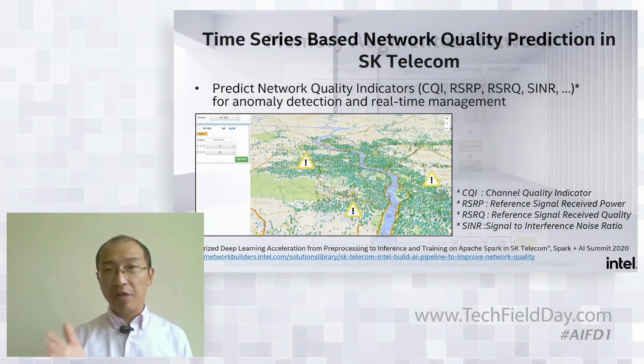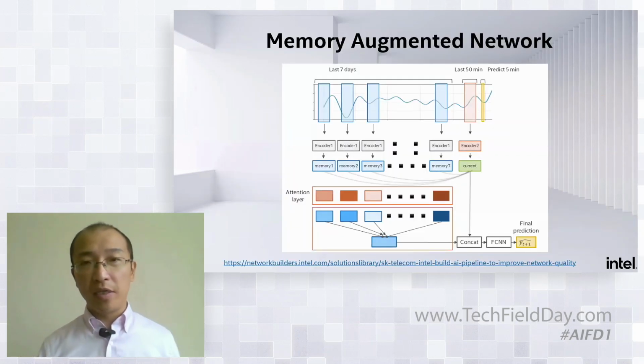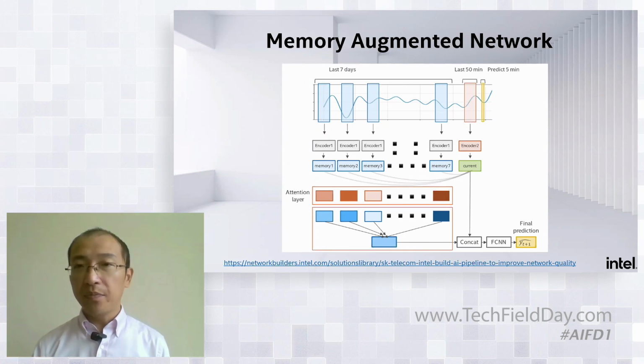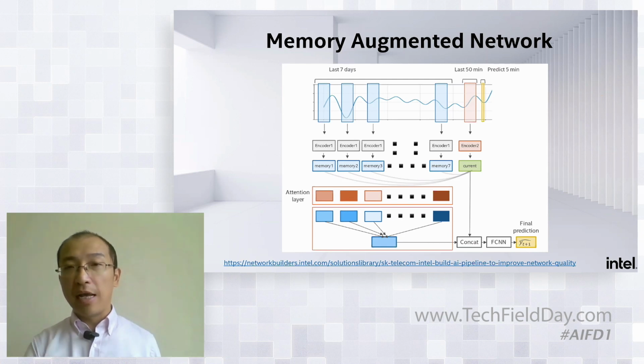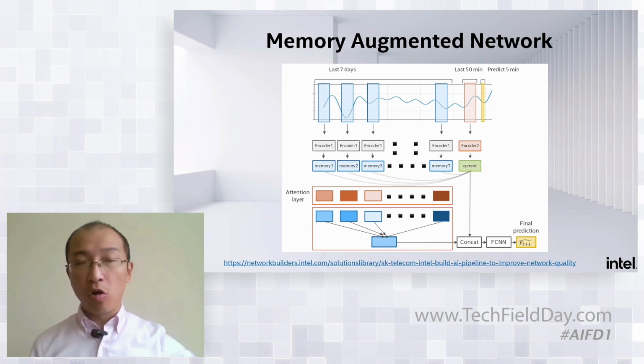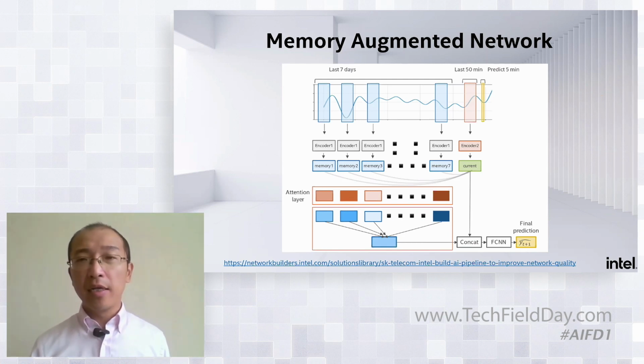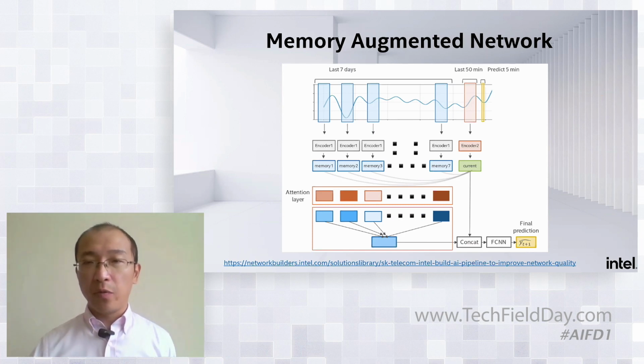If you look at this model, it gives a better idea of what they do. They look at the last 15 minutes of data and try to predict what the KPI will look like in the next 5 minutes. But in addition to the last 15 minutes, they actually use a memory network. Basically, I look at the same time period over the last 7 days and use attention to build a memory network, and then I use my last 15 minutes plus that history data to predict what the KPI will look like in the next 5 minutes.